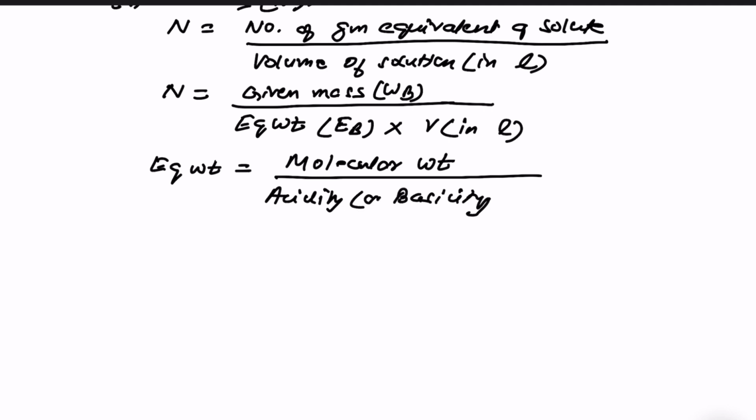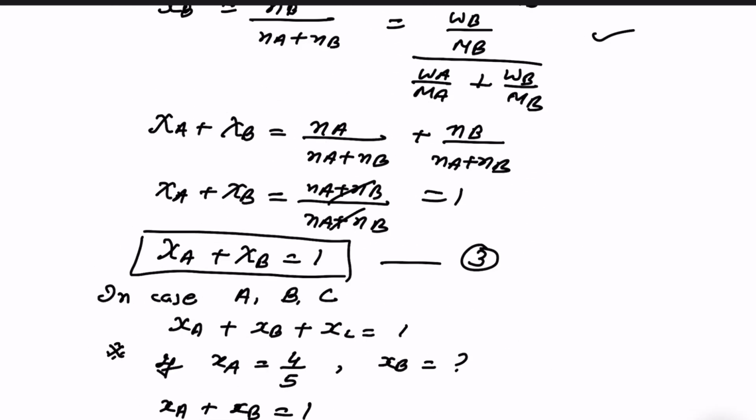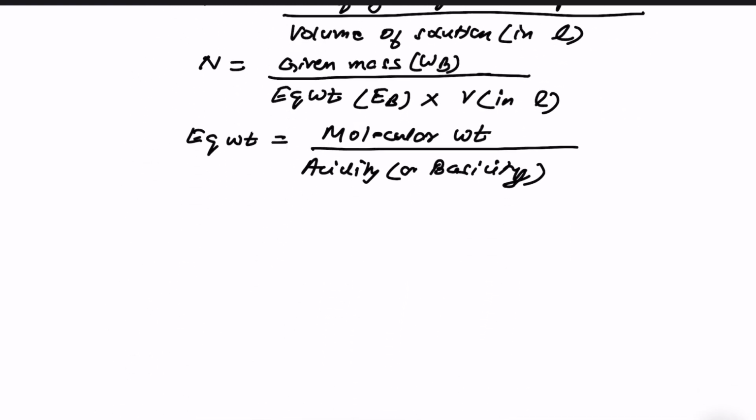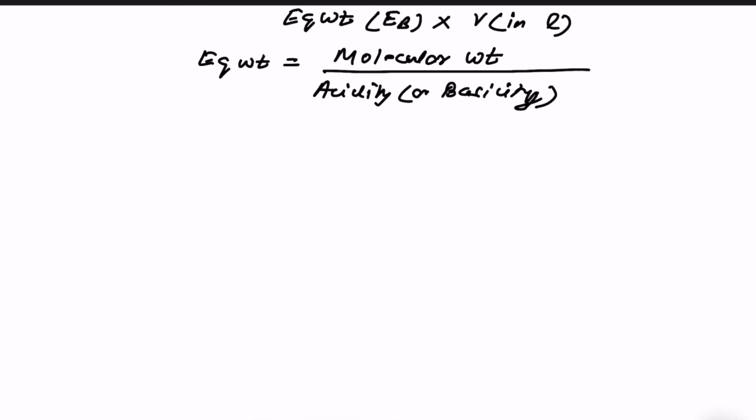In case we have an acid, that will have basicity. If there is a base, that will have acidity. So these are the four methods to express the concentration. Although there are more methods, for us these four are important. So I go on to the next topic now, that is vapor pressure.